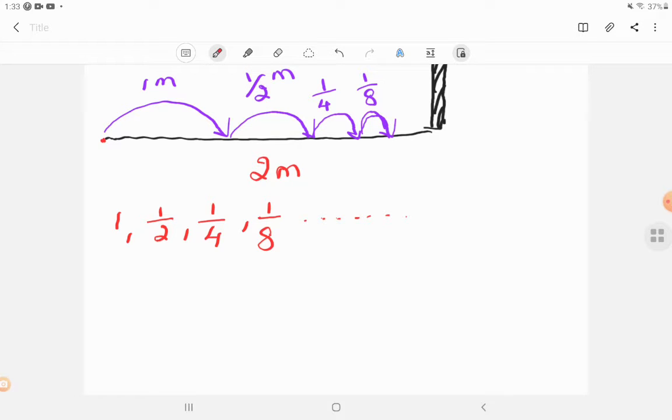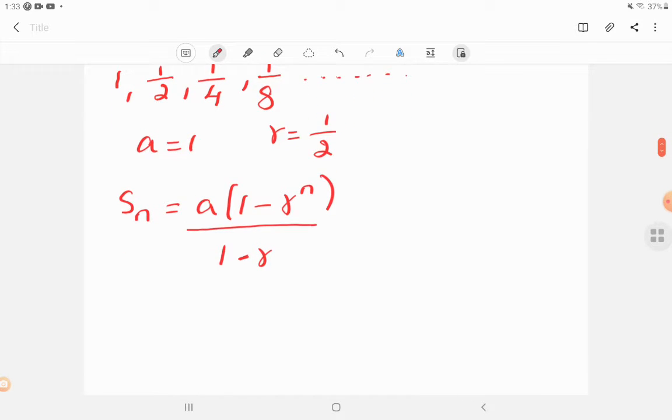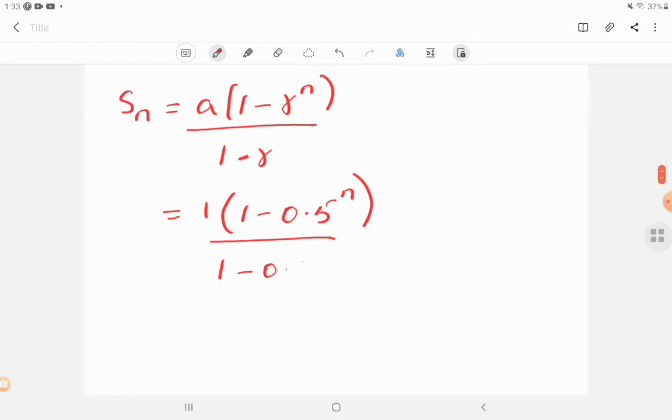So let's use the formula to find the sum. Here a is equal to 1 and r is equal to half. The formula used, when the r value is between -1 and 1, is Sn equals a times 1 minus r to the power of n, divided by 1 minus r. So we write a as 1, times 1 minus 0.5 to the power of n, divided by 1 minus 0.5.